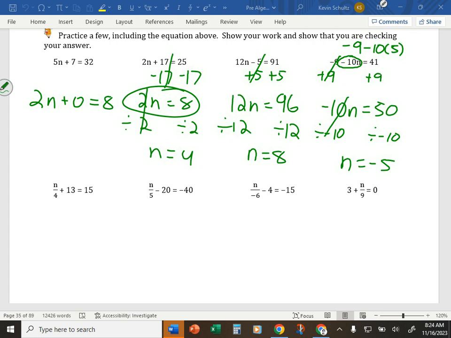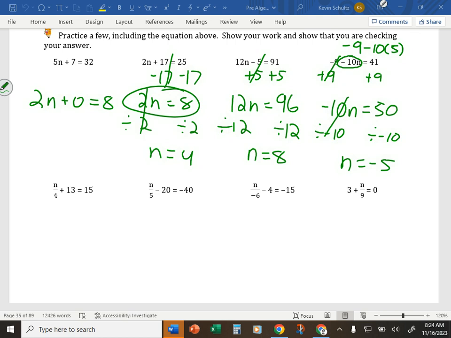Okay. Question on the first row? What's the only difference in the second row? Enzo. They're fractions, which means it's the operation of division. Division, yes. Okay. So n divided by 4 plus 13, what's our first step here?